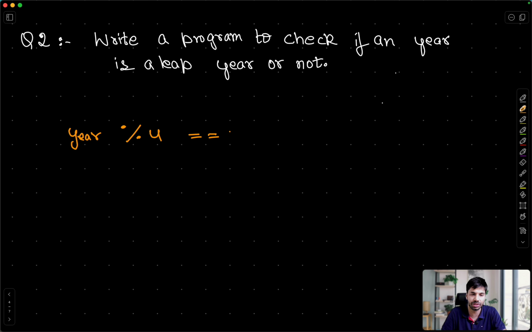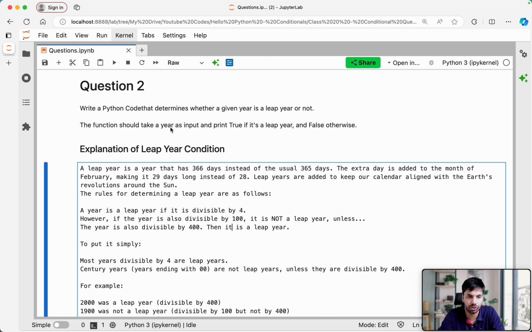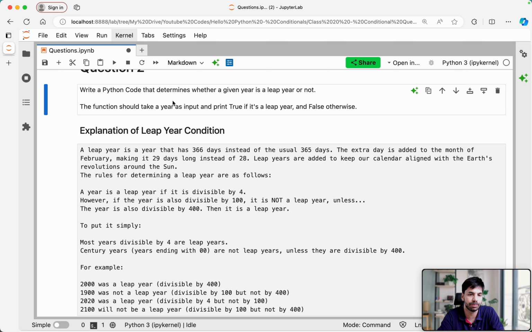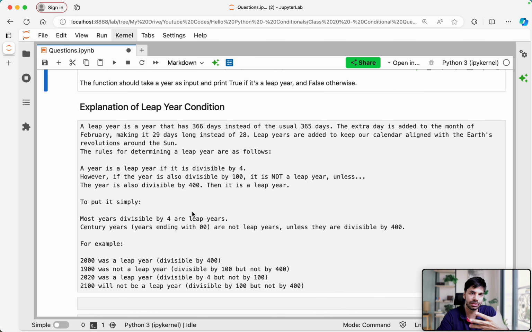Okay, everyone. So let us do the same. So the condition for a particular year, okay, let us go back here. Yeah, so this is the question which is asking if a particular year is a leap year or not. This is the explanation which I have written so that everything is clear to you. First this explanation tells you what exactly a leap year is, and then the rules. So a year is a leap year if it is divisible by 4. However, if the year is divisible by 100, it is not a leap year unless the year is also divisible by 400.